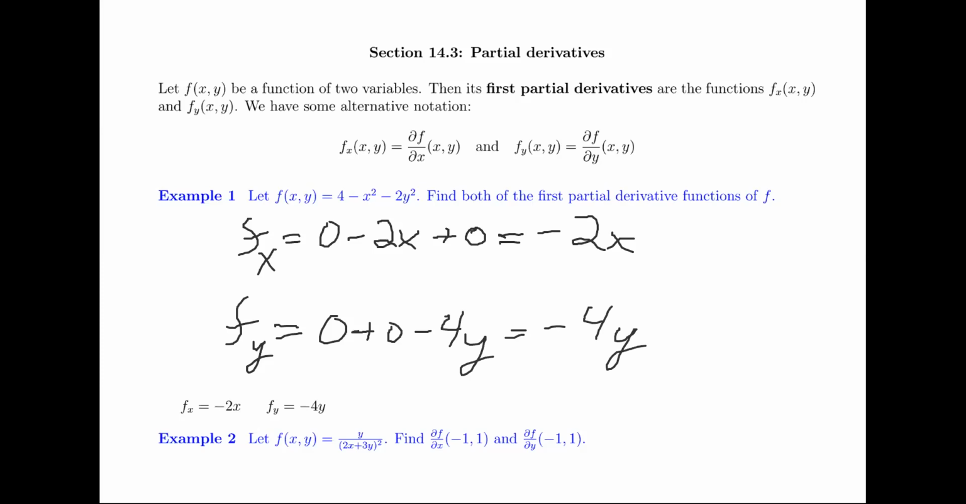And that's it for partial derivatives. We're going to do several more examples, but that's essentially what is happening. You just treat every other variable as a constant and then take the derivative as normal.